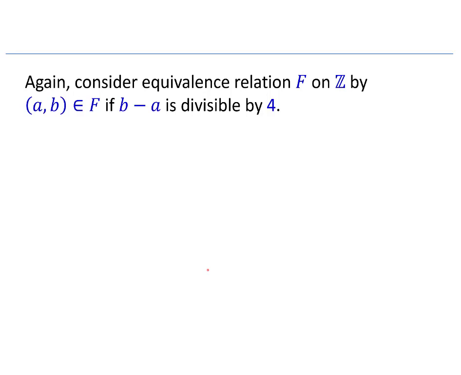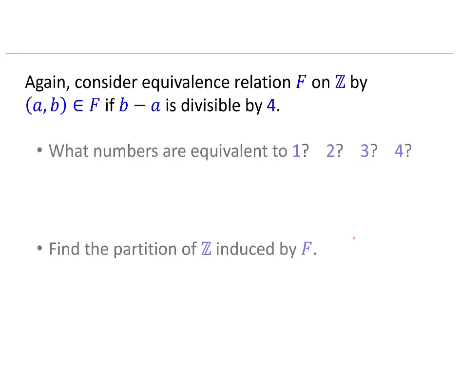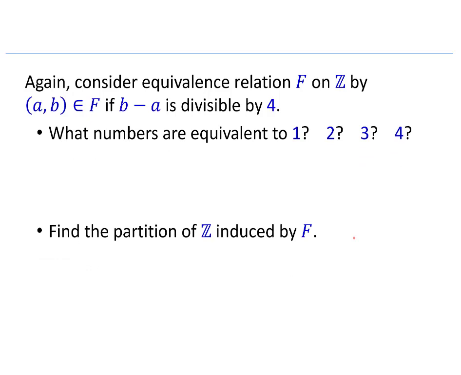Again, let's consider the equivalence relation f on the integers by a, b is in f if b minus a is divisible by 4. What numbers are equivalent to 1? Equivalent to 2, 3, 4? Find the partition of the integers that is induced by f. All right, take a minute, see what you can do. Start again to check your work.